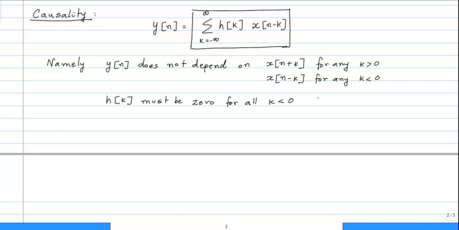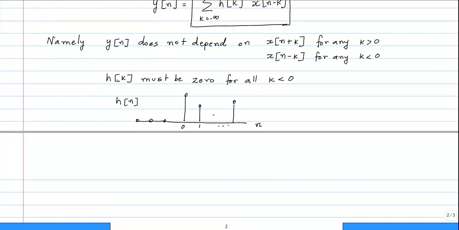Okay, and this kind of makes intuitive sense, because if you look at the impulse response, what this means is that the impulse response has to be right-sided, or it has to begin at 0 and it can perhaps go on forever to infinity, but only for positive values of n. It has to be 0 for all negative values of n. Okay, and why does that make sense?